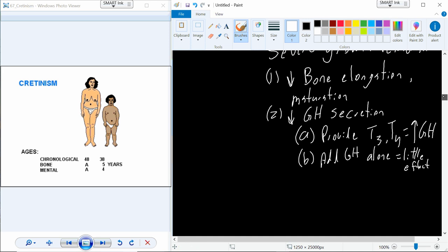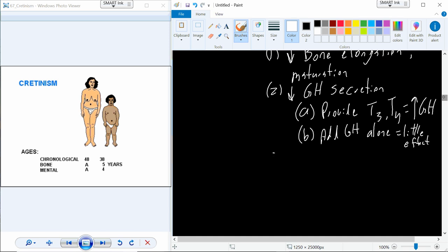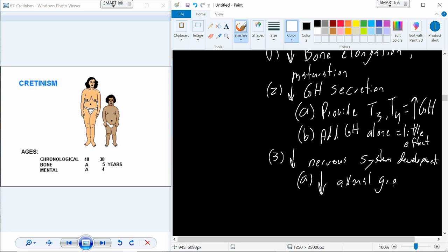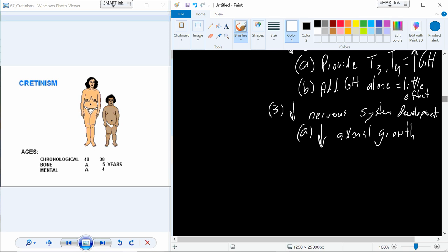We also have a decrease in the nervous system's development, as is illustrated by the mental capacity of the individual with cretinism. In particular, what's observed is a decrease in axonal growth. So hopefully you remember the axon. This is the fiber that extends away from the soma and innervates other tissues. It leads to the terminal arborization, which is the connection that makes the synapses with other tissues. And so we have a reduction in axonal growth.